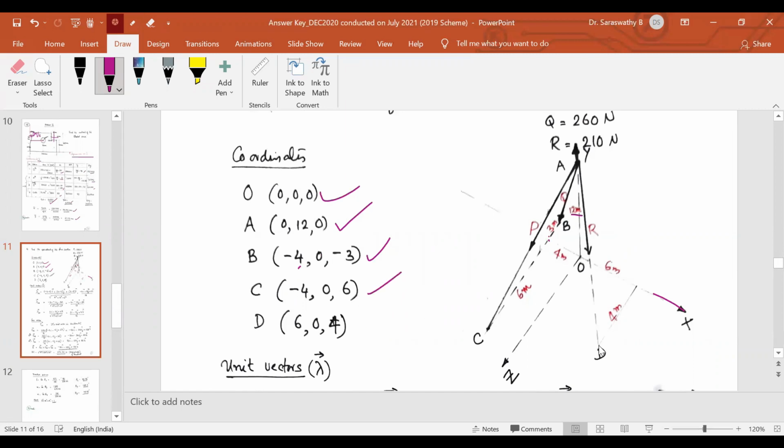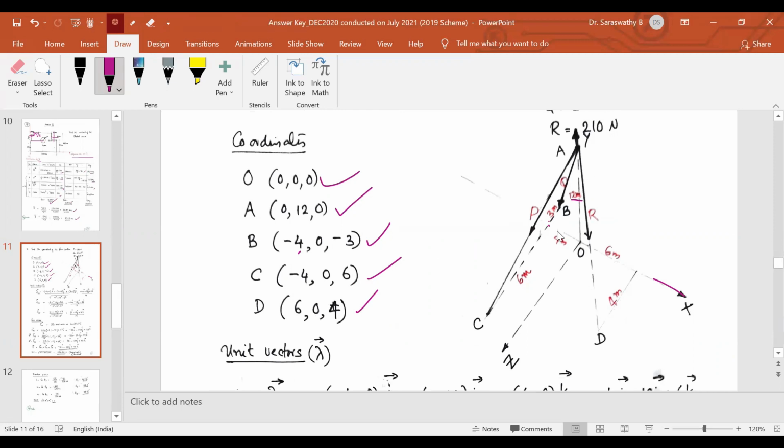Point D, this is point D. From O, 6 meter in the positive x direction. Then in the positive z direction, 4 meter. So it is 6, 0, 4. So this is how you find out the coordinates of all the points. Okay, these are required for finding out the position vector.